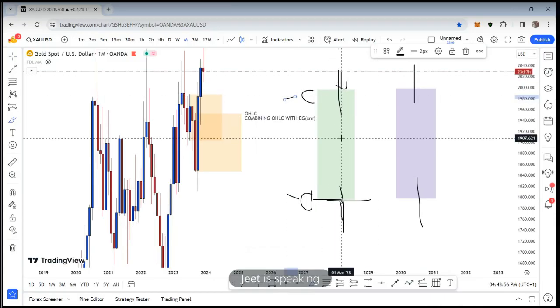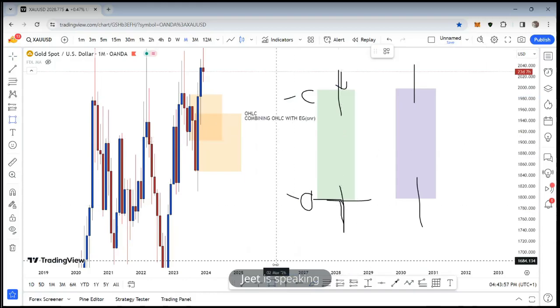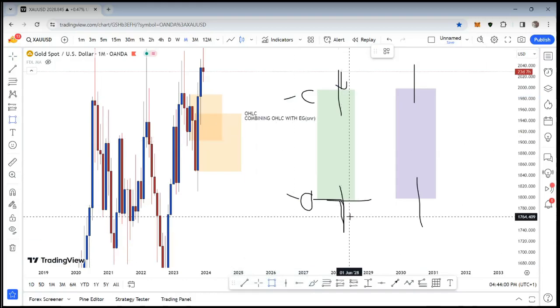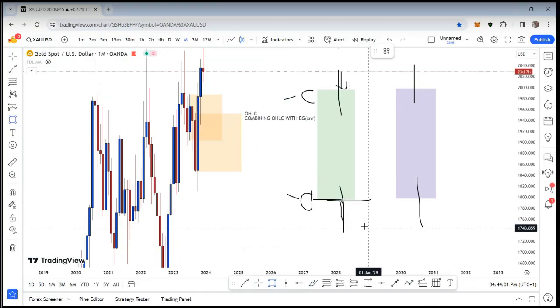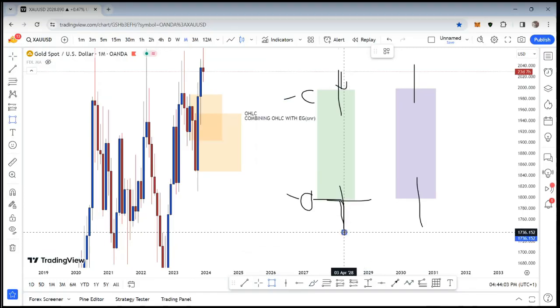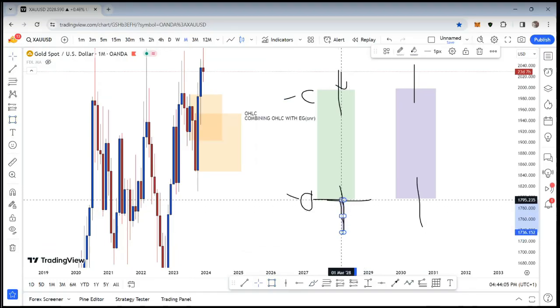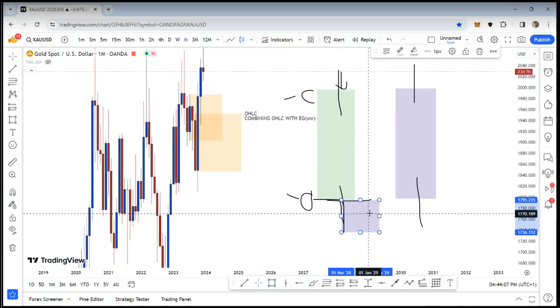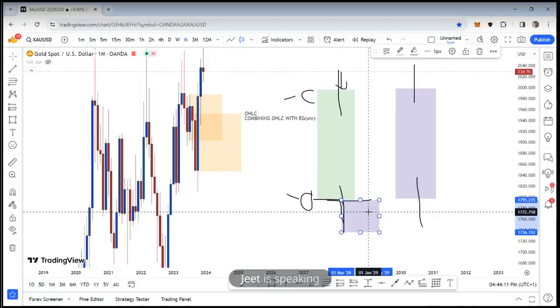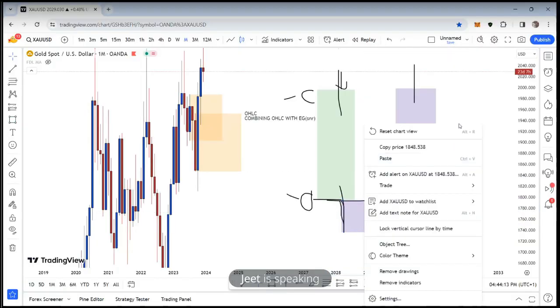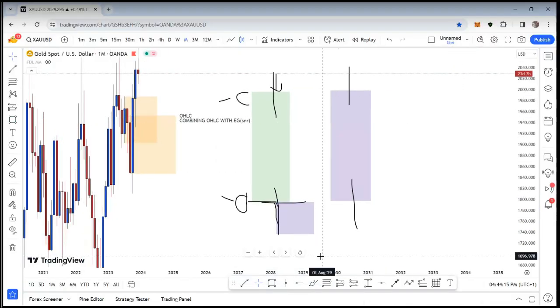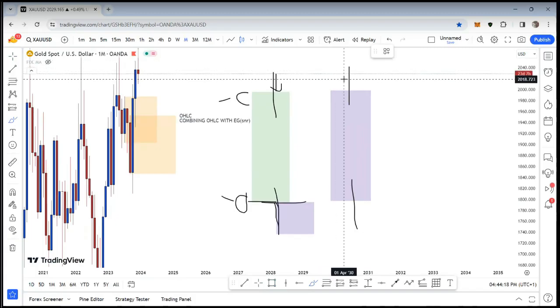Now in this scenario, considering support, we take it from the wick of this candle to the body of the candle. That is our support. Is that clear? Yes. SNR.